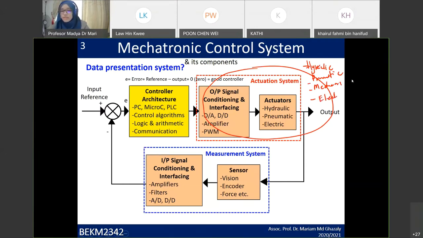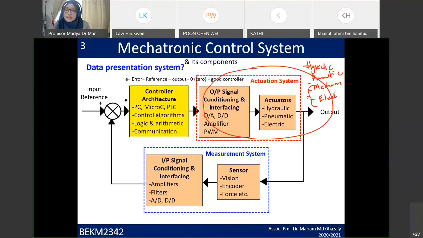Later on, in the control subject, we have the combination of mechanical and electrical system, which we call electromechanical system. So the actuation system is a combination of that. For example, the power steering. Right now we have the combination of hydraulic plus electrical motor. That is where we call it electromechanical system.